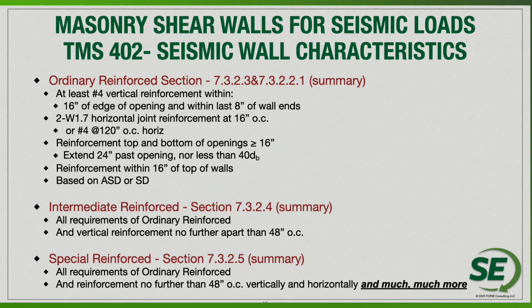We know that we have joint reinforcement needed at least at 16 inches on center or number 4 bar at 10 feet on center horizontally. Reinforcement at the top and bottom of openings greater than or equal to 16 inches and extend 24 inches past the edge of the opening, but not less than 40 times the diameter of the bar. Reinforcement within the top 16 inches of the walls, and then certainly based on one of the different design methodologies of ASD or strength design.